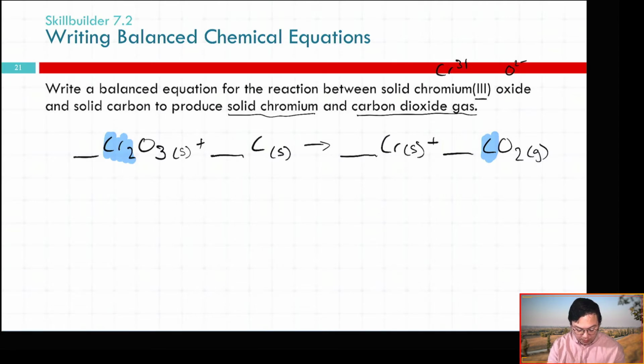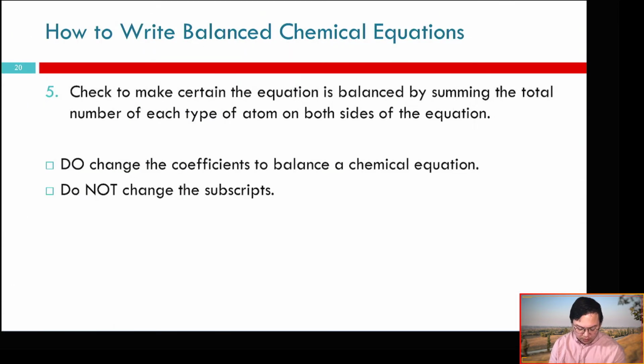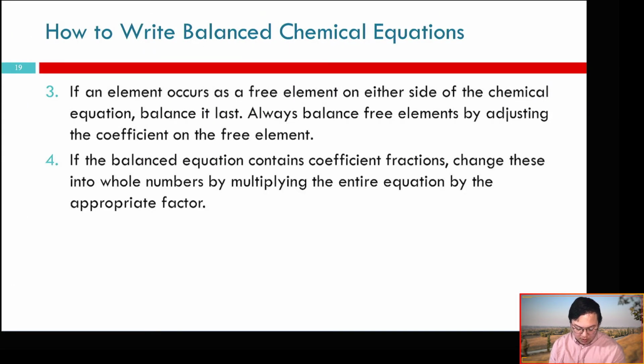So over here on the left we have 2 chromiums. On the right we only have 1. So we can just add a 2 in front of that. Right, so now we've balanced our chromiums. And then we're going to move to the other element that occurs in a single compound. Right, so carbon. Carbon's actually balanced on both sides. And then what is the next rule? If an element occurs as a free element, we'll balance those last, okay?